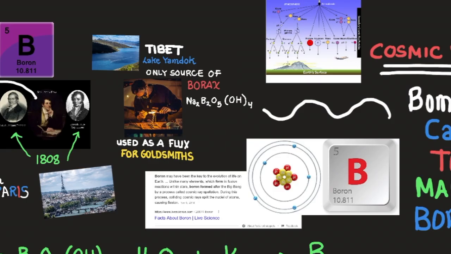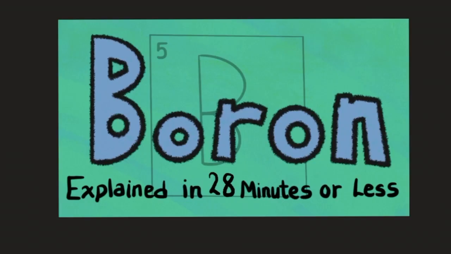So quick summary, boron may have been the key to the evolution of life on Earth. Unlike many elements which form in fusion reactions within stars, boron formed after the Big Bang by a process called cosmic ray spallation. During this process, colliding cosmic rays split the nuclei of atoms, causing fission. And that explains how boron is created. So that was Boron explained in 28 minutes or less.